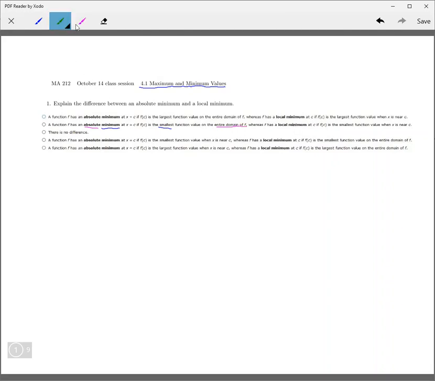And local means when x is near c. Minimum still means the smallest function value, the smallest value. The smallest value is what it is. So the answer to that one would be the second one. The other ones don't make any sense.